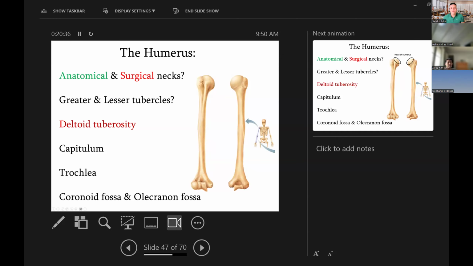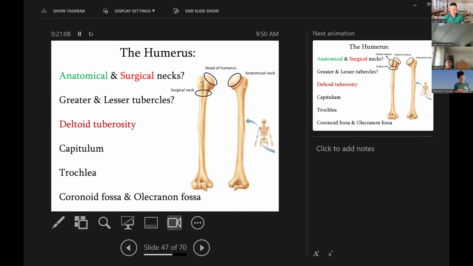Every time that we have a head of a bone, we're also going to have a neck of that bone. And the humerus is special because it has two necks. It has an anatomical neck and it has a surgical neck. What is the difference between the two? The anatomical neck is the neck that is right under the head. The surgical neck is the region of the humerus in which there are a lot of fractures, hence the name surgical neck.